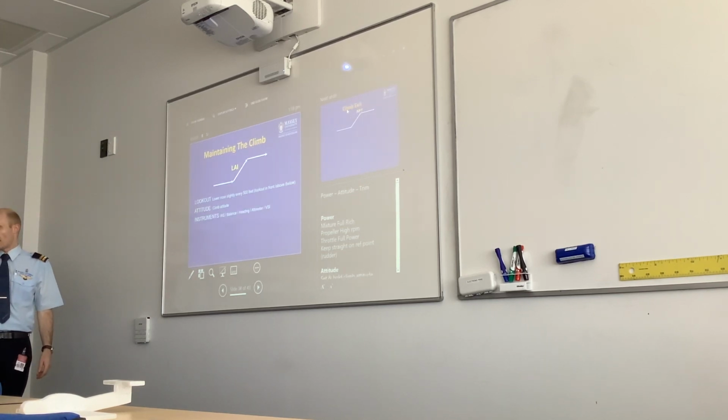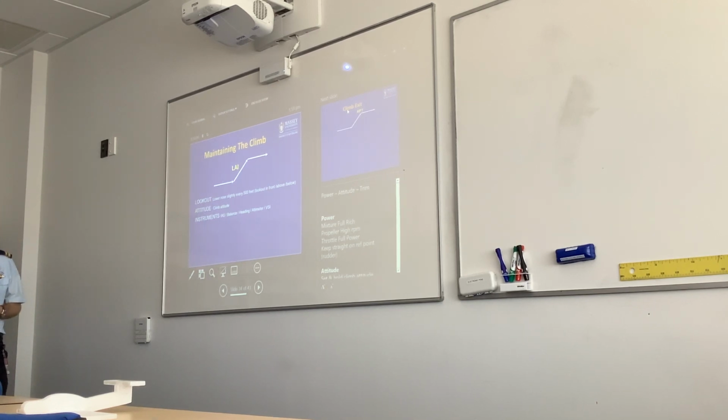And then we can have a look at the instruments, the ones that are relevant. So our airspeed, we want that to be constant. Our altitude, we want to monitor that so that we know when we're about to level off. And we've got some standard operating procedures about altitude call-outs. We make a call-out when we've got 1,000 feet to climb and 200 feet to climb as a bit of an awareness that, hey, we're about ready to start leveling off.